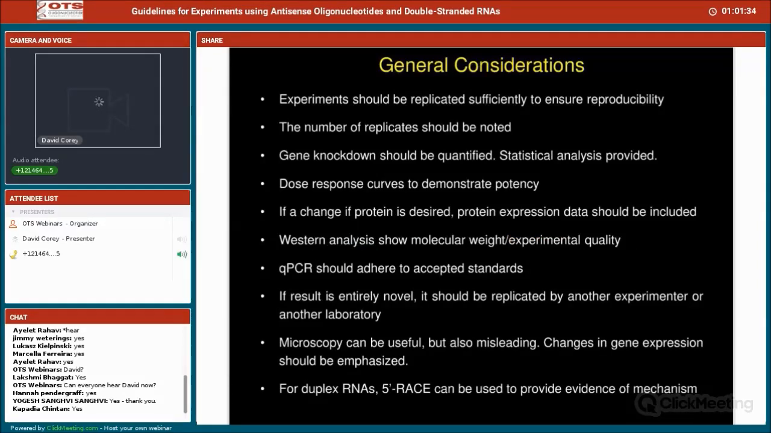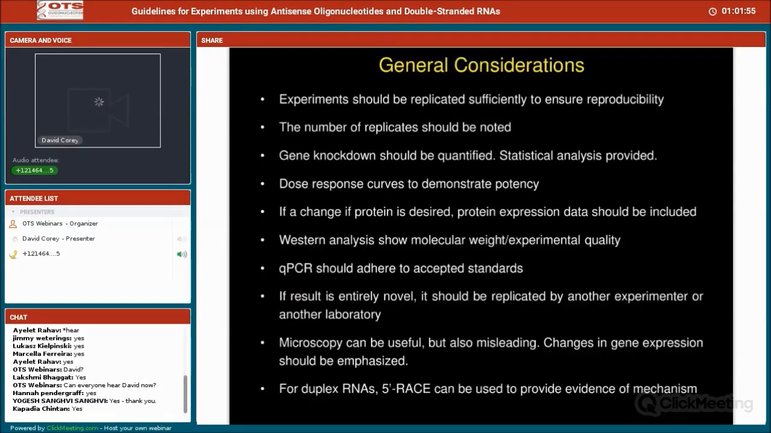Western analysis, very useful way to show protein expression. The reason for that is that you see a band on a gel, it's primary data, and that band should appear at the correct molecular weight for the protein. It reduces the chances that any measurement of protein is artifactual.